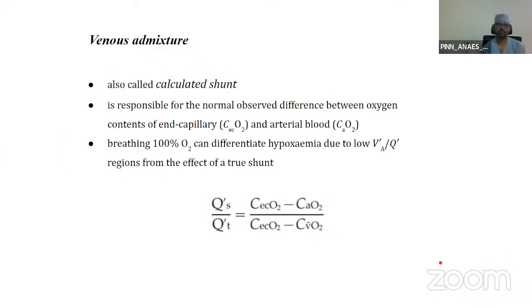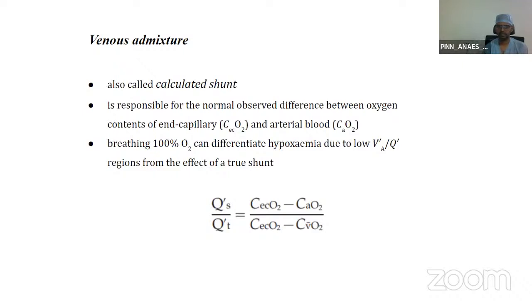Venous admixture. This is also called calculated shunt. This is responsible for the normal observed difference between oxygen contents of end capillary blood and arterial blood. To quantify the shunt, if the patient is allowed to breathe 100% oxygen, we can differentiate whether the hypoxemia is due to shunt alone or because of low VQ ratios.